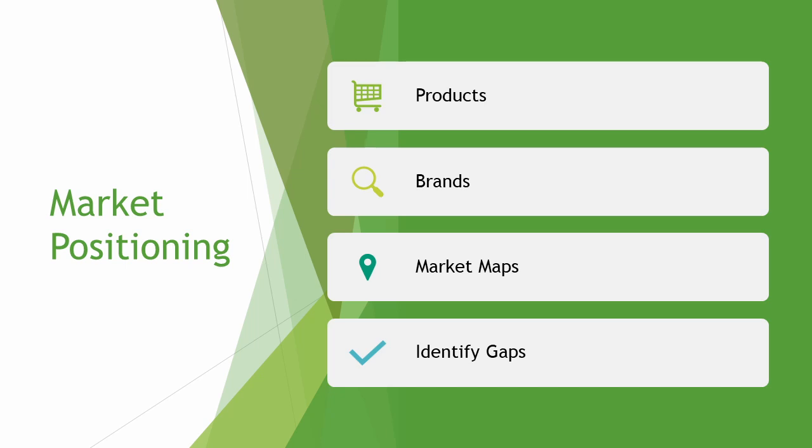To do this, businesses use market maps, which is a grid that shows two features of a market, such as price and quality. Products or brands are plotted on this grid to identify gaps in the market and opportunities for differentiation. By analyzing where their product or brand sits on this map, the business can target specific consumer segments more effectively, optimize their marketing strategies, and enhance their competitive advantage.